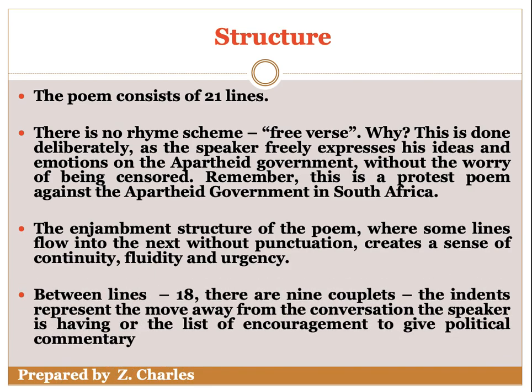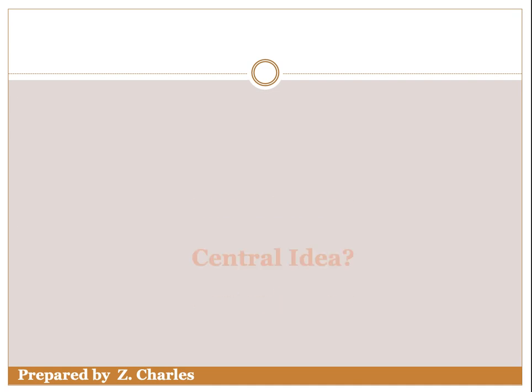And then, sorry, I see there's a mistake here. We know that there are 9 couplets, 9 groupings of ideas, in this poem. But the indents represent the move away from the conversation, as I explained before, and the speaker is giving once again political commentary, as I said.